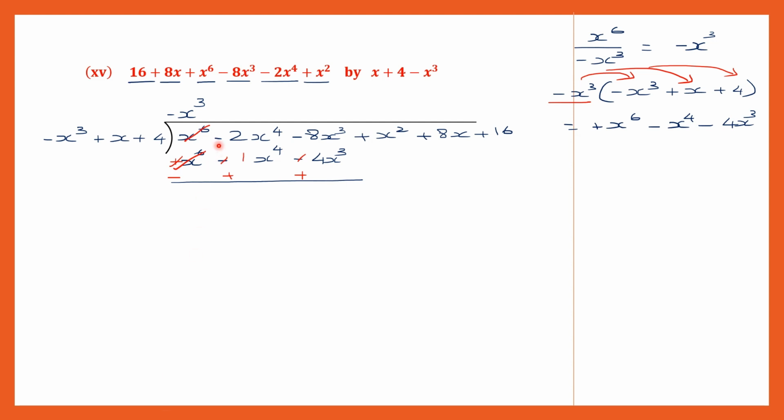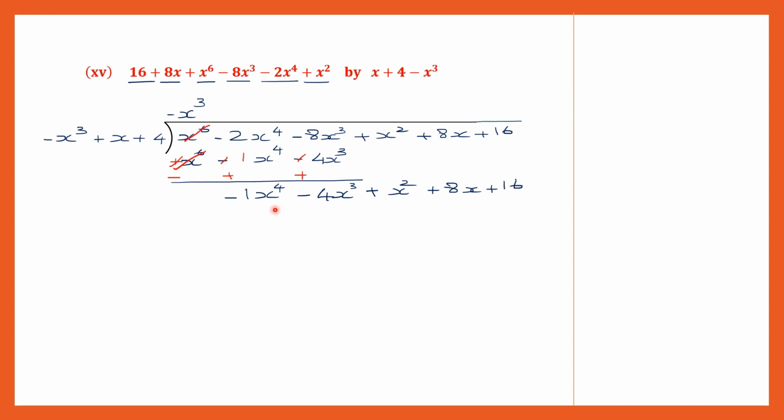So here signs are different, isn't it? Minus 2 plus 1. So we put the sign of the bigger number and we subtract. 2 minus 1 is 1, x to the power of 4. Now here also our signs are different. So we put the sign of the bigger number and we subtract. 8 minus 4 is 4, 4x cubed. Now we bring down the others, plus x square plus 8x plus 16.